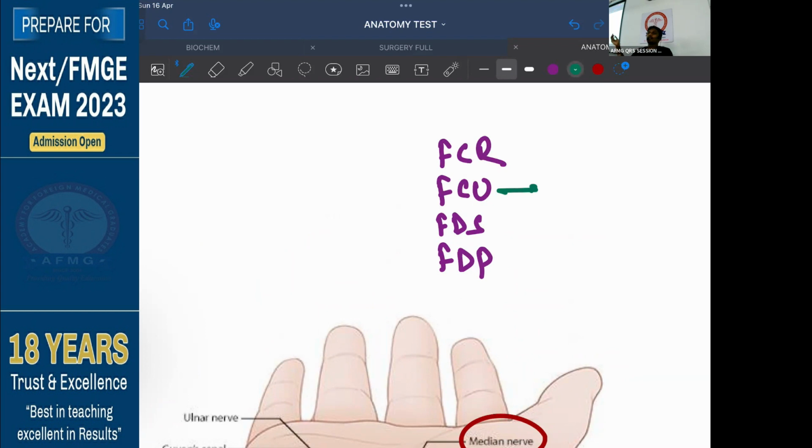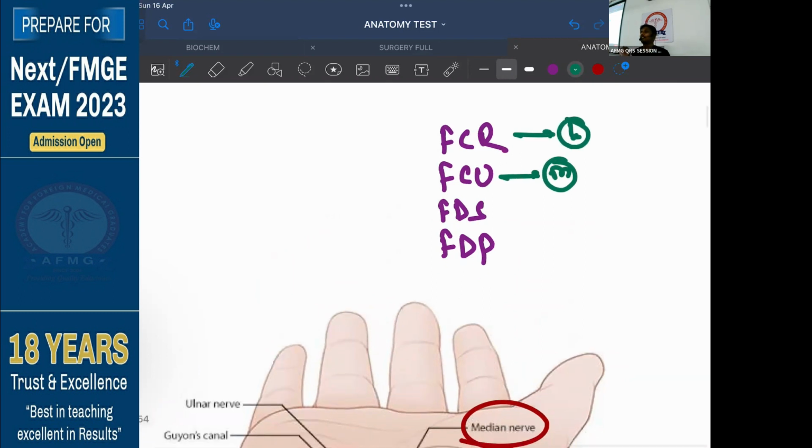Flexor carpi ulnaris. Ulna lies on which side? Medial or lateral? Medial. So flexor carpi ulnaris is a medial muscle. Radius usually lies on which side? Lateral. So flexor carpi radialis is a lateral muscle. And then we have flexor digitorum superficialis and the flexor digitorum profundus in the middle. Superficialis मतलब ऊपर, profundus मतलब deep.